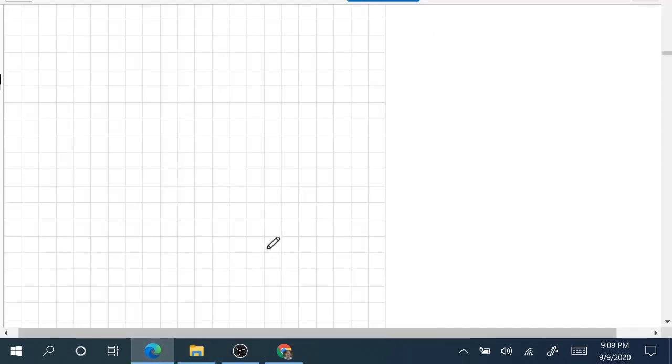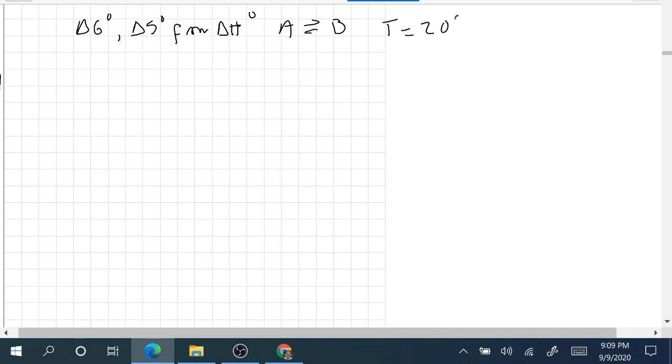So first, let's just write everything down. We're going to be calculating delta G naught and delta S naught from delta H naught. For this, we have a reversible process, A goes to B. We know that if T is 20 degrees C, then KEQ is equal to 0.5, and that T is 293 Kelvin.